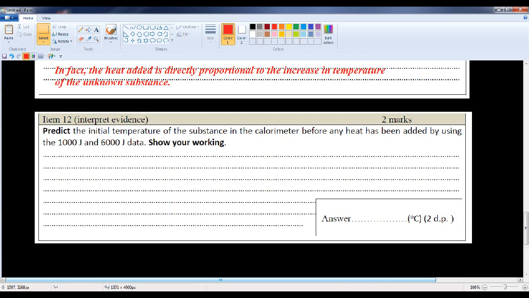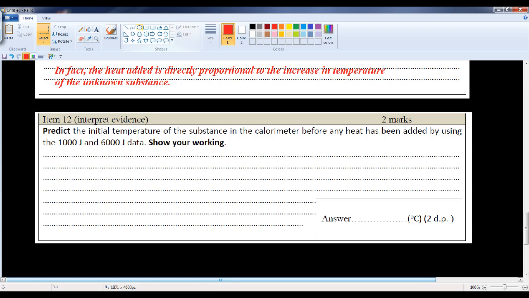Okay, so the last one is to predict the initial temperature of the substance in the calorimeter before any heat has been added by using the 1000 and 6000 J data. Okay, so show your working.